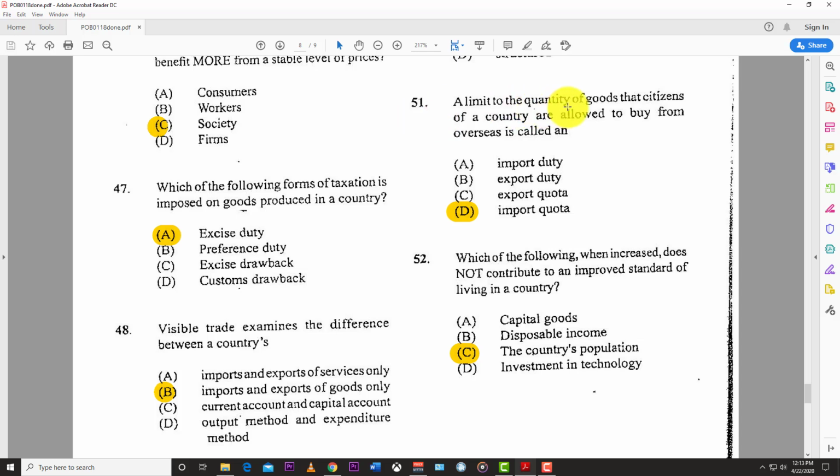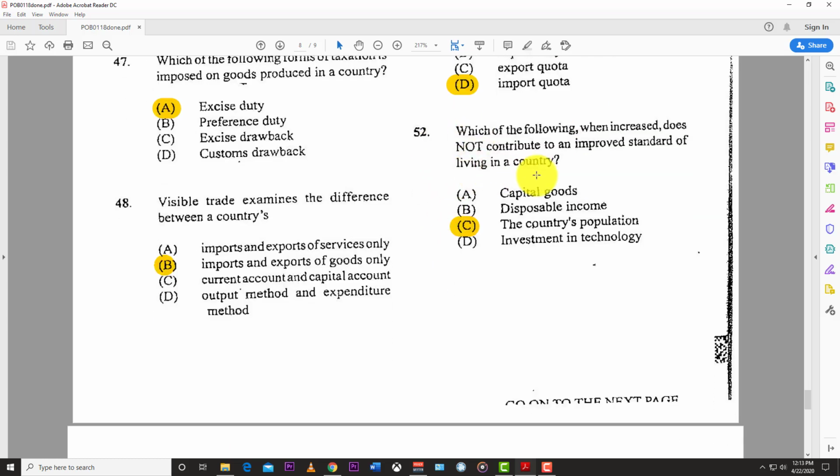51. A limit to the quantity of goods that citizens of a country are allowed to buy from overseas is called D, import quota. 52. Which of the following, when increased, does not contribute to an improved standard of living in a country? And of course, the best answer here is population. When the population increases, sometimes it causes stress on the resources and so can lead to a lower standard of living.